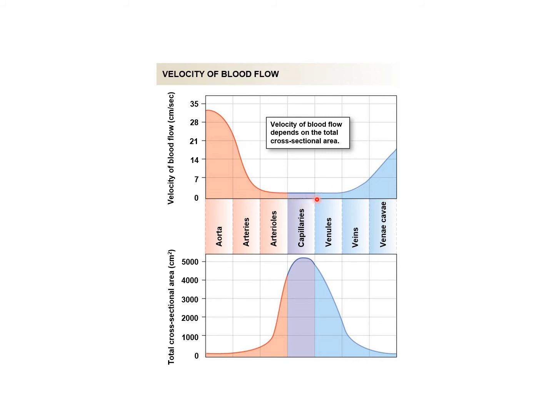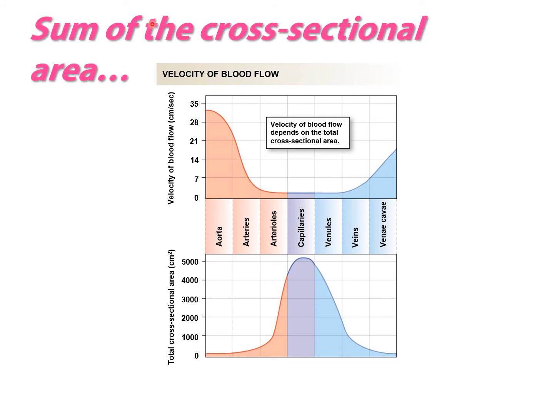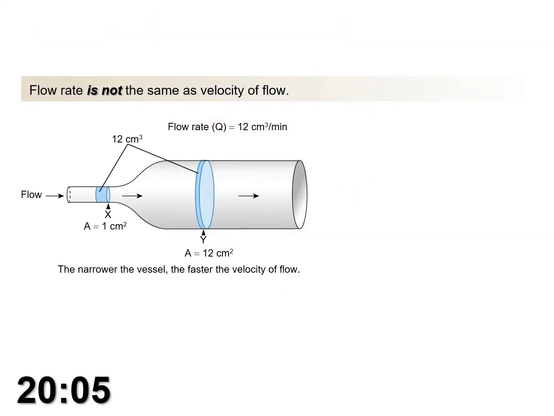As we condense the vessels again, cross-sectional area begins to diminish and velocity begins to increase again. So the velocity is a function of the sum of the cross-sectional area of the vessels. The more vessels you have, the more cross-sectional area you're going to have, and the velocity is going to subsequently be slower. A reminder slide about the idea of total cross-sectional area, and that velocity is not the same as flow.